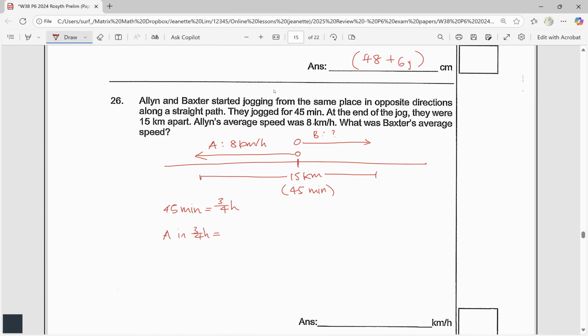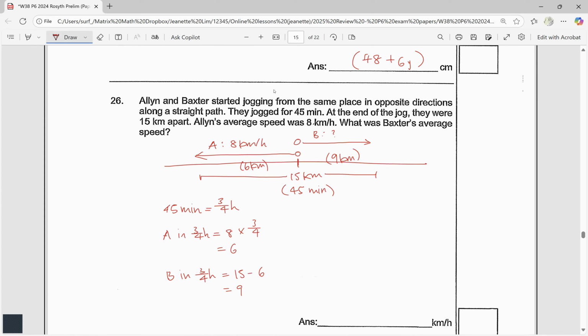A's distance. Distance is speed times time. So 8 times 3/4, which is 6. So this part here is 6 km. Then for B, in that same time, 3/4 hour, it would be 15 km minus 6 km, which is 9 km. So this is 9 km.